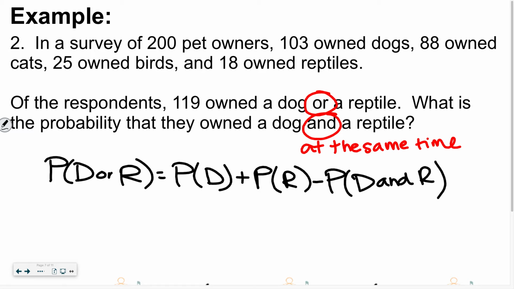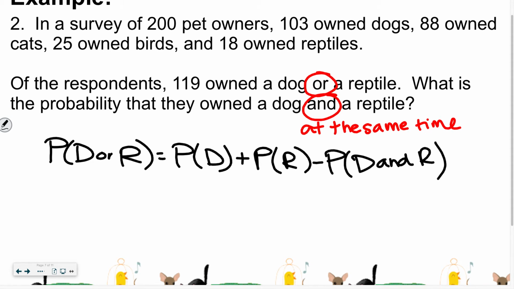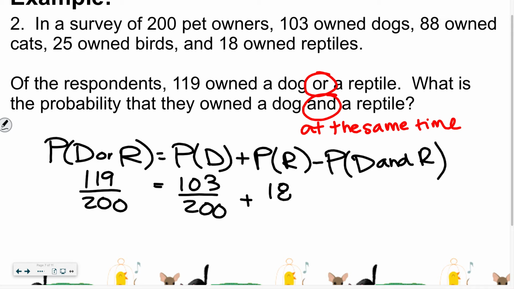Fill in the ones you know. So help me out. What probabilities can we put into the equation? Someone said dogs is 103 over 200. Logan says we know dog or reptile is 119 over 200. Do we know anything else? 18 reptiles. 18 over 200 for the probability of owning a reptile.